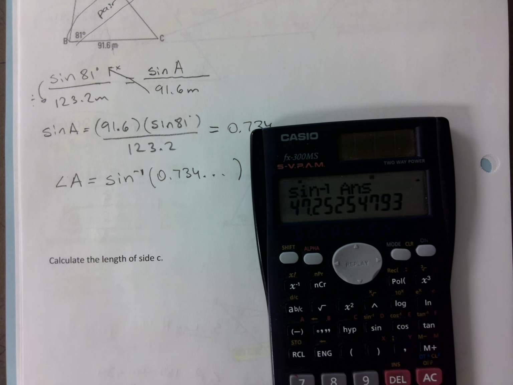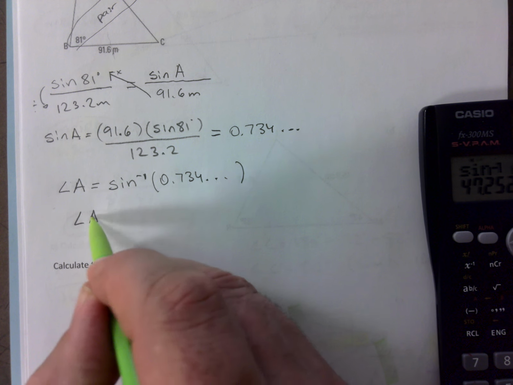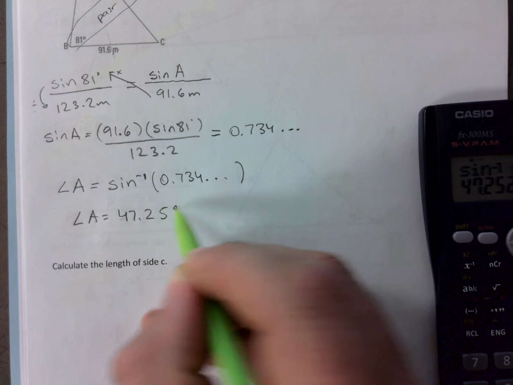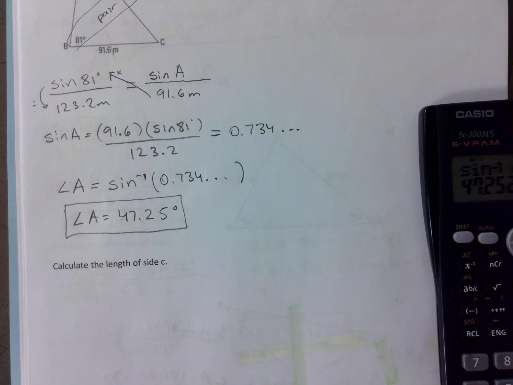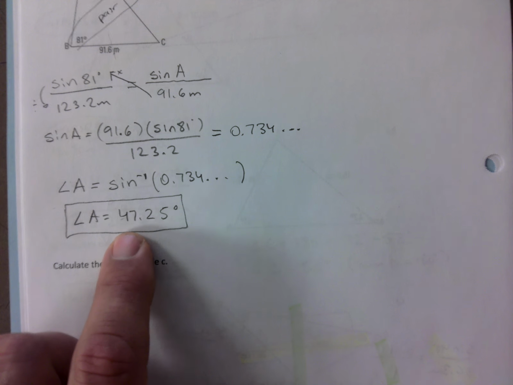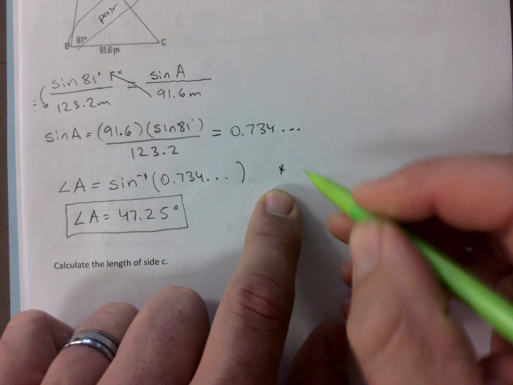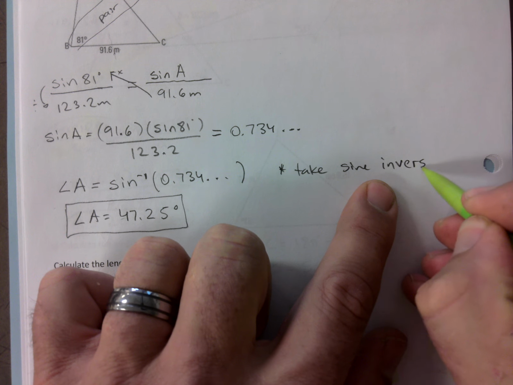So 47.25 degrees. I know it's weird, angles to two decimals? Yes, we need to, that's what this course is all about. Two decimals is the minimum. Precision measurement, we don't round, but two decimals everywhere else for your final answer. So this is your answer for this. I will just say take sine inverse.